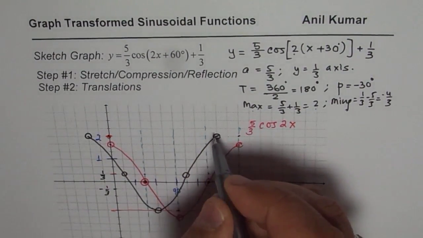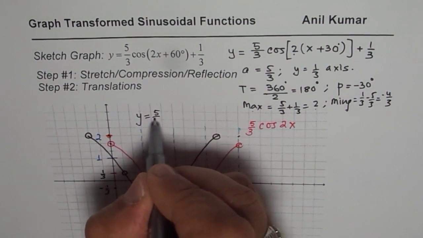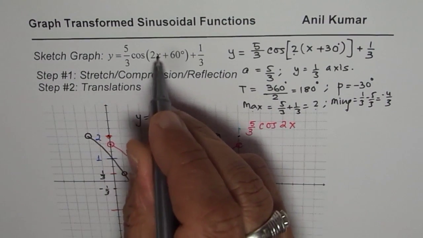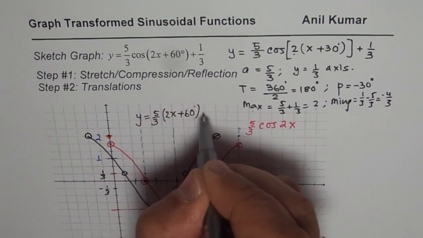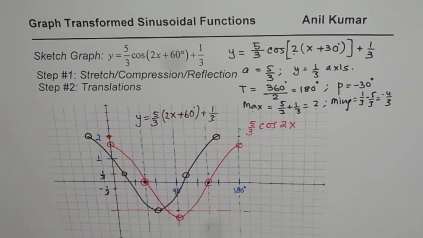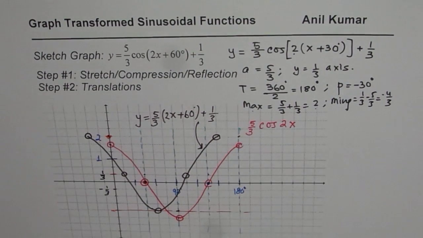So that is the cosine function, which is y equals 5 over 3 cos of, you can write 2x, doesn't matter, 2x plus 60 degrees, plus 1 over 3. So that is the final graph. So likewise, in 2 steps, you can actually sketch the function.